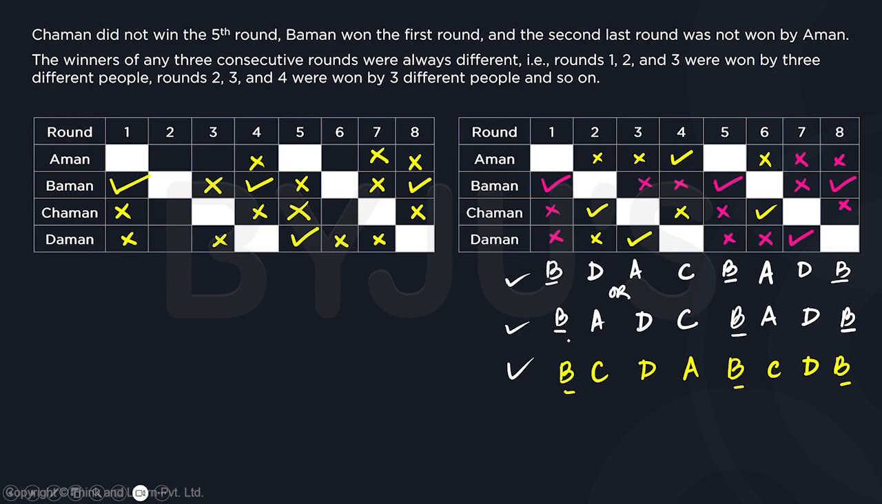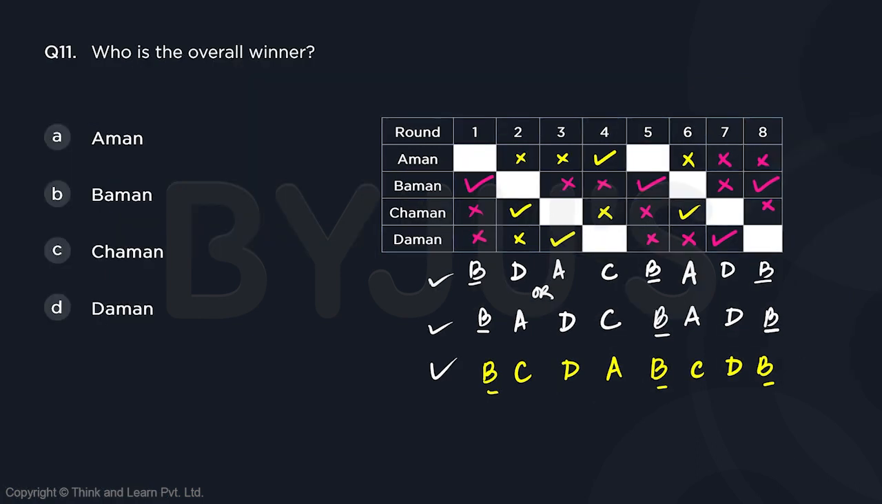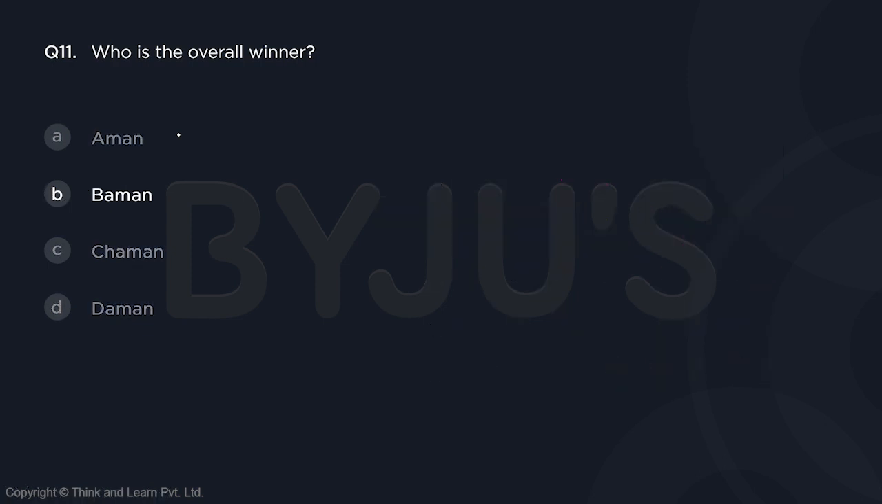Let's move over to the questions now. Question number 11. Who is the overall winner? So we know that B has won 3 out of the 8 rounds, and whoever wins 3 rounds out of 8 rounds first is the winner. So option B, Barman, is going to be the overall winner.